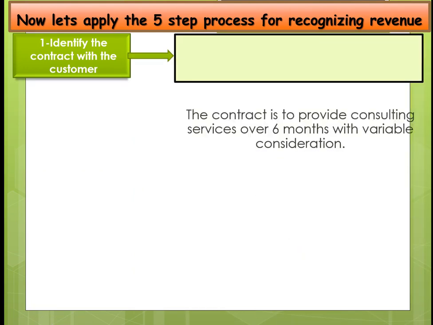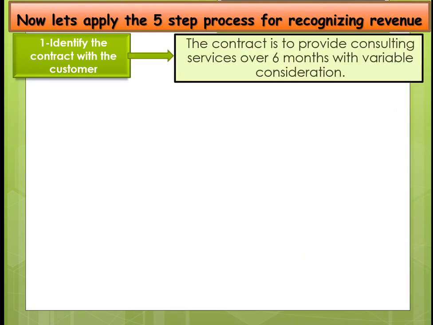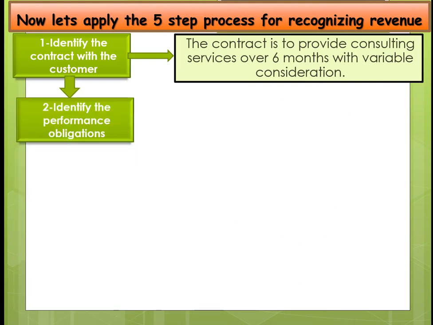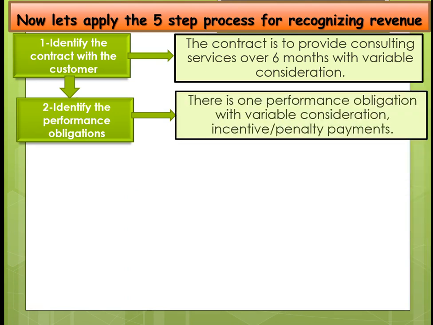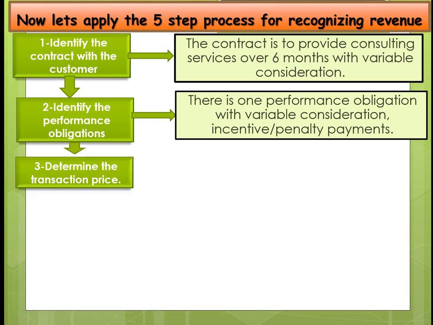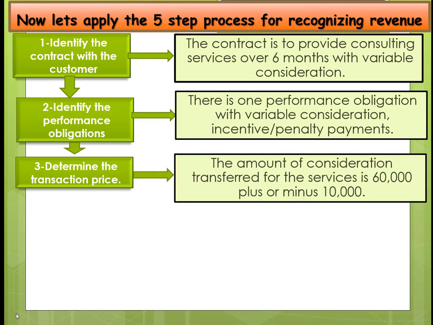Identify the contract. It is to provide consulting service for 6 months with variable consideration. Identify the performance obligations. We only have one, but it is with variable consideration because we have an incentive or penalty payment. Determine the transaction price. The amount of consideration transferred to the service is $60,000 plus or minus $10,000 for the bonus.